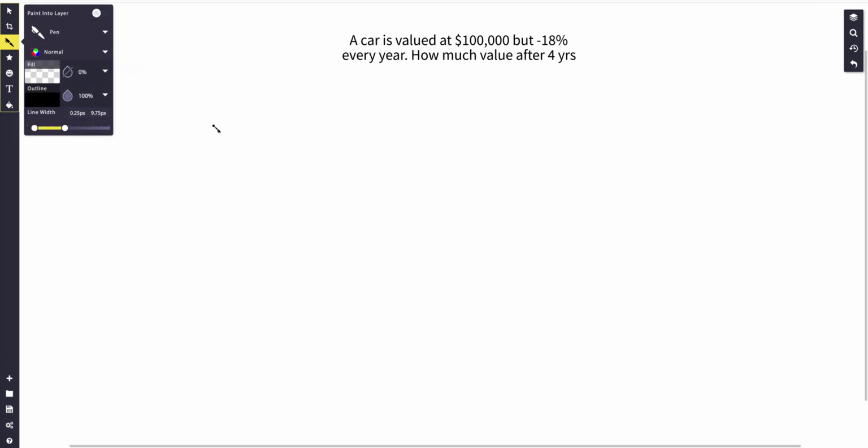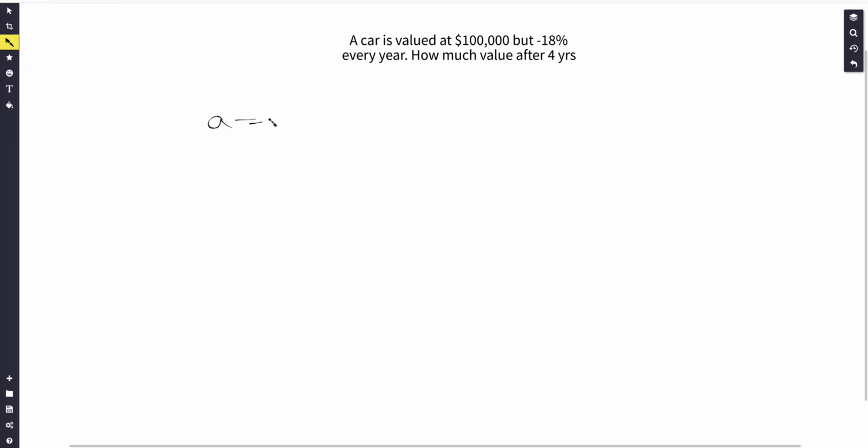Okay, so this problem we need to identify. Remember, first thing, A is equal to 100,000. So our initial value is $100,000. Let's write that there. A is 100,000. I'm just gonna write the dollar sign. Okay, but we lose 18% every year. So that's also important information.